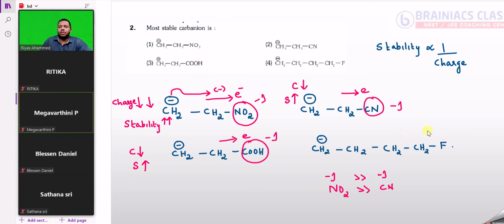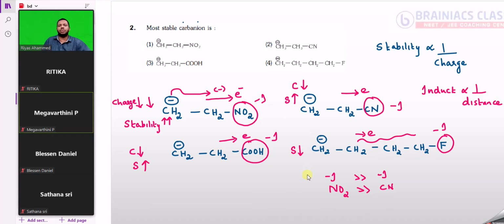Now the last one, you can see fluorine. I know it also has a minus I effect, but the problem is it is at a farther distance. We know that inductive effect is inversely proportional to distance. So that means as the distance increases, the inductive effect decreases. So here the distance is high, so the inductive effect is less. So it will attract electron very slowly. So I can say its stability is very less compared to the others.